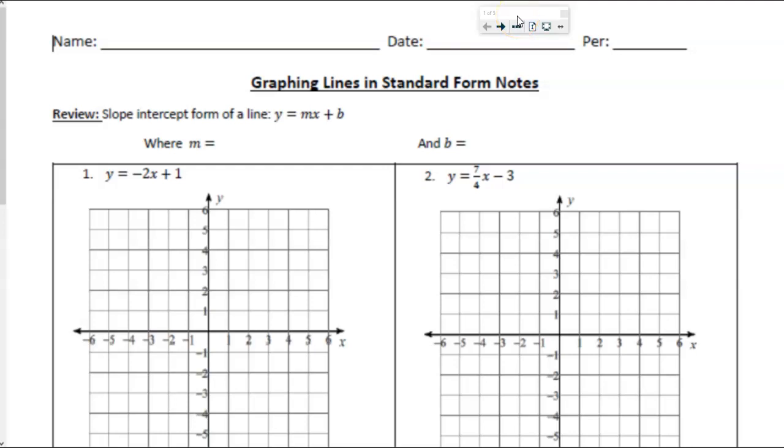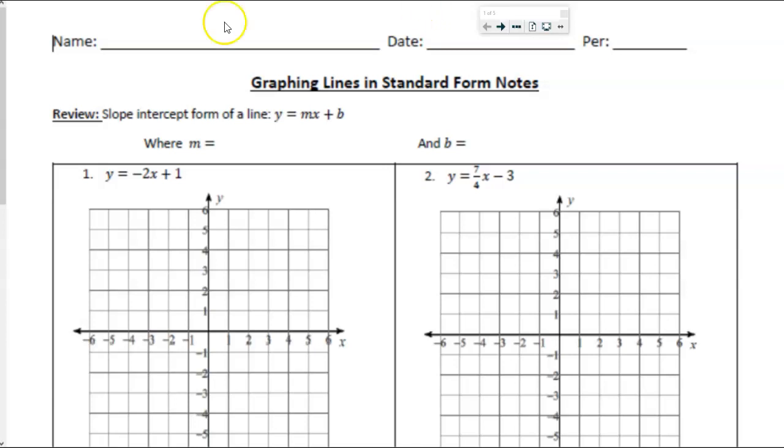Hello Math 8 students. This lesson is graphing lines in standard form. This comes after we've spent a couple of days practicing graphing in slope-intercept form, and so we're going to change it up. And what happens when lines are given to us in a different format? Can we still graph them? The answer is yes, we just have to use some different strategies.